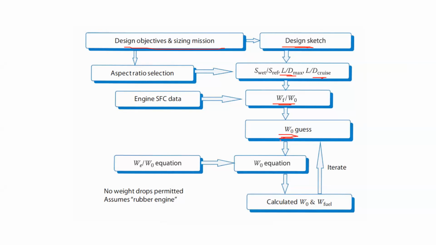You guess some W0, and you find out empty fractions, and you do this calculation over and over. And ultimately, you will converge on a design that is optimal for your mission. So I have given you basically the outline of how the design procedure moves.